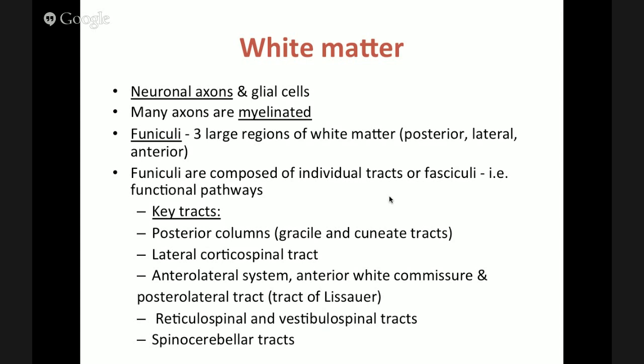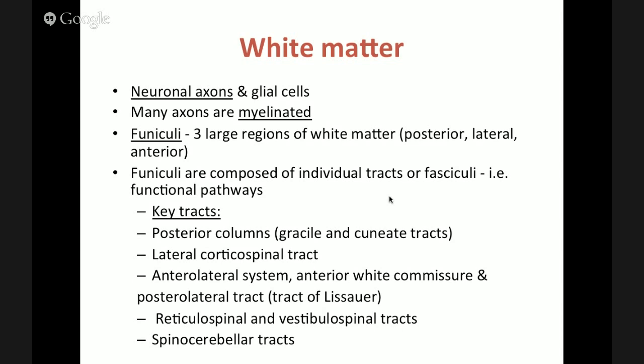The posterior funiculus consists of the posterior white columns, the dorsal columns, whatever term you are used to using for those, which are made up of the gracile and cuneate tracts, which also can be referred to as the fasciculus gracilis, fasciculus cuneatus, depending on how Latinized you like to use your terms.